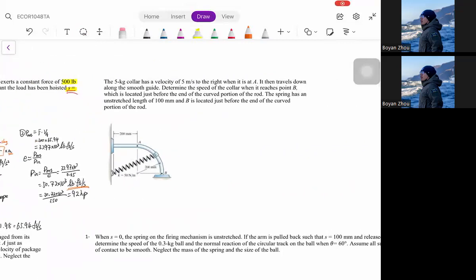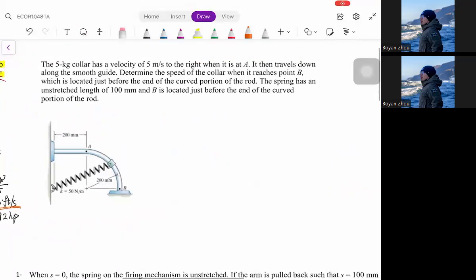Okay, then we go to the second one. The second one is actually a conservation of energy question. So we have a 5 kilogram collar, that is this one, that has a velocity of 5 meters per second when it's at point A. So that means VA is equal to 5 meters per second.